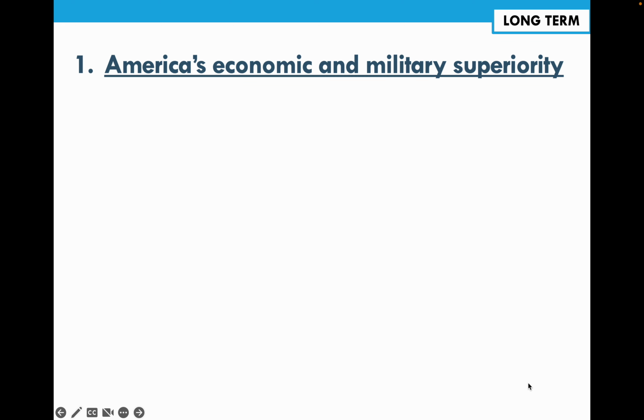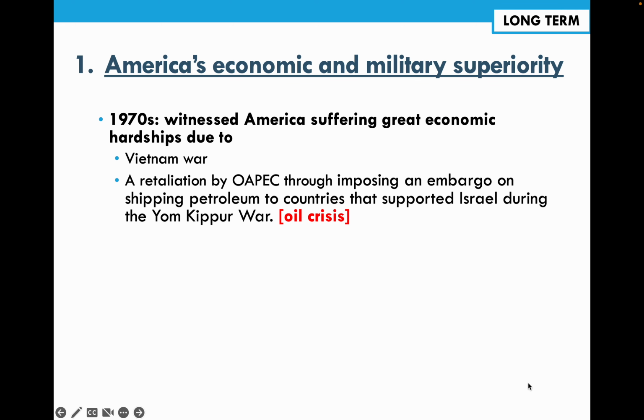The reasons are pretty much divided into long-term developments contributing to the end of Cold War versus short-term developments. So the first long-term development is the American economic and military superiority. In the 1970s, the USA's economy suffered a severe downturn due to two oil crises in 1973 and 1979, as well as the great costs incurred in its involvement in the Vietnam War.